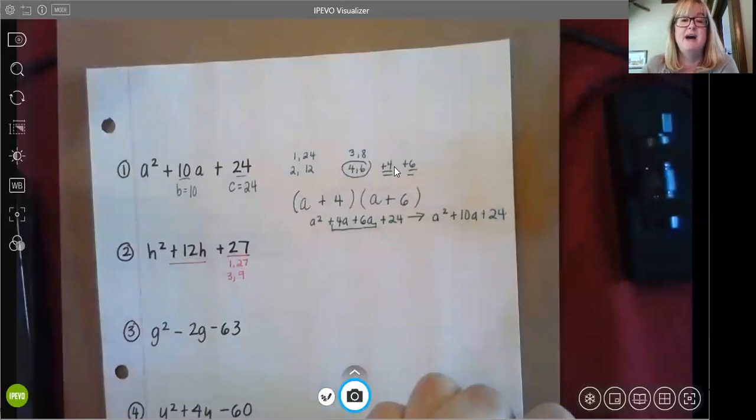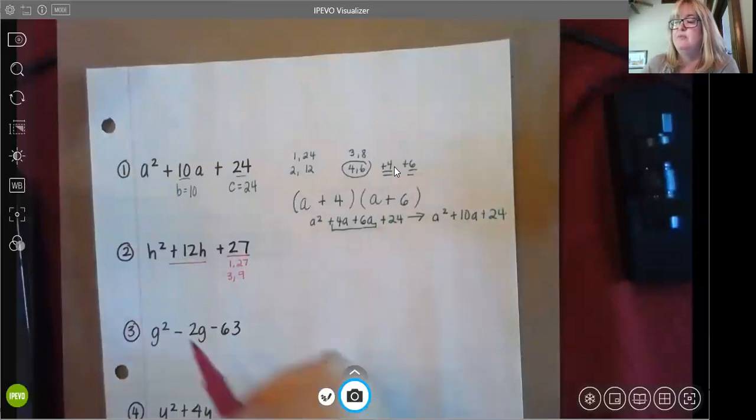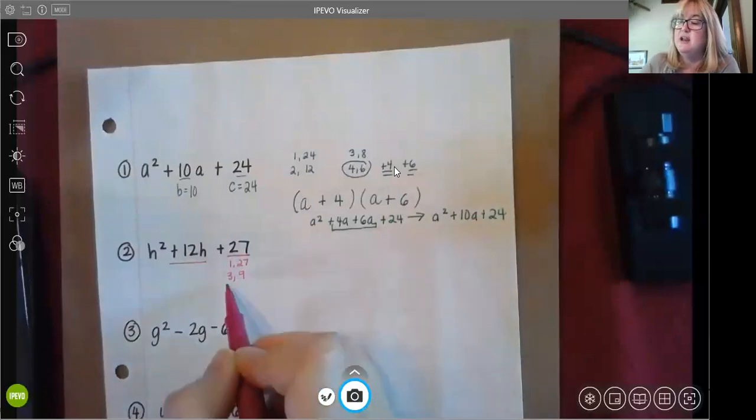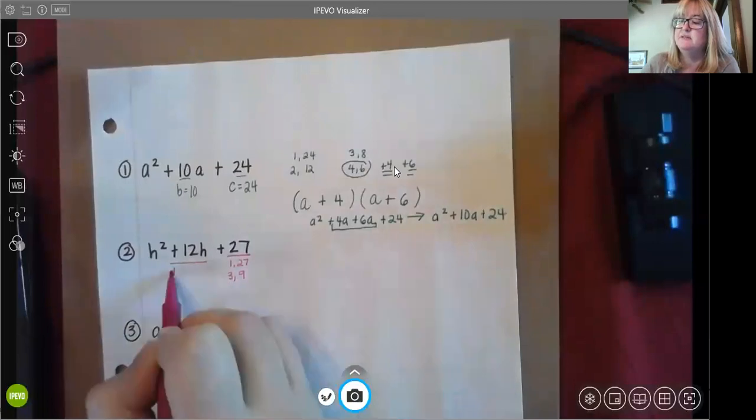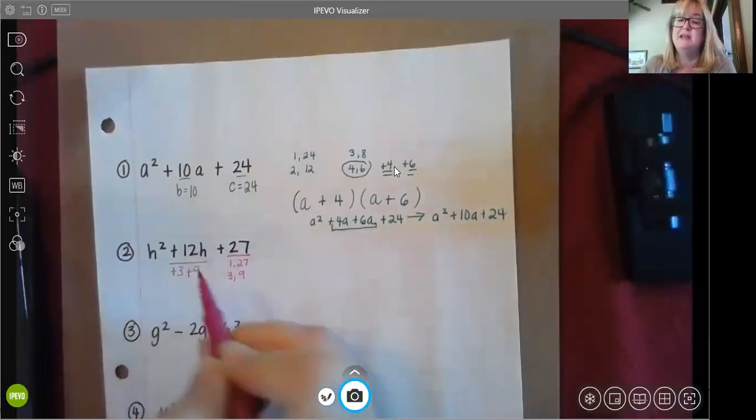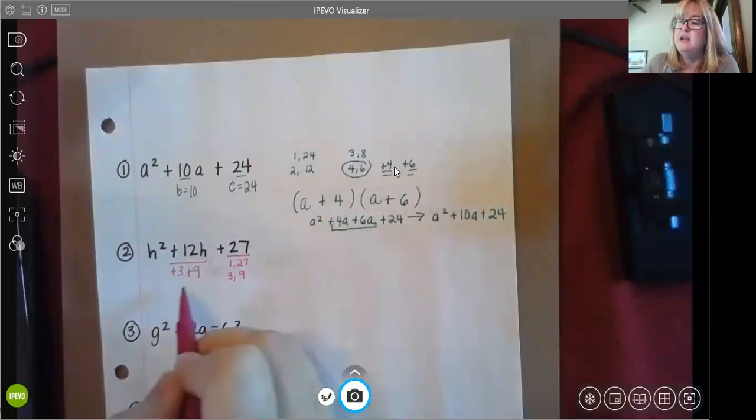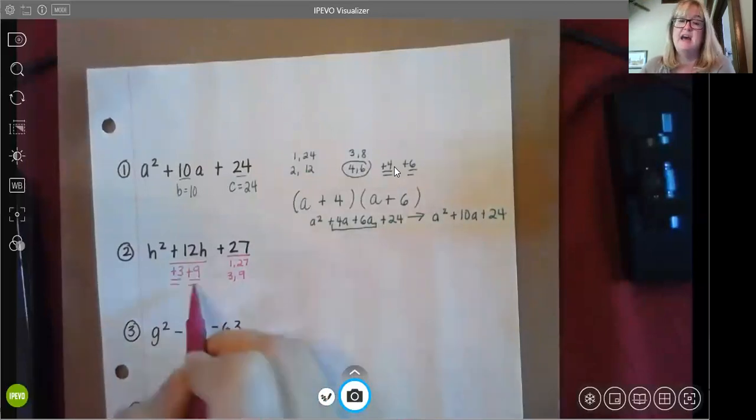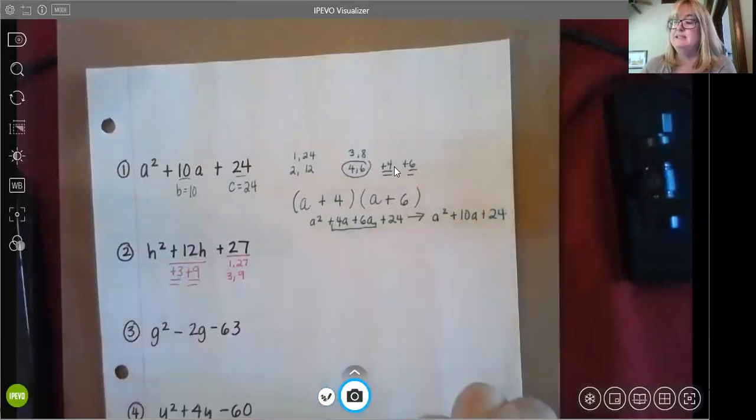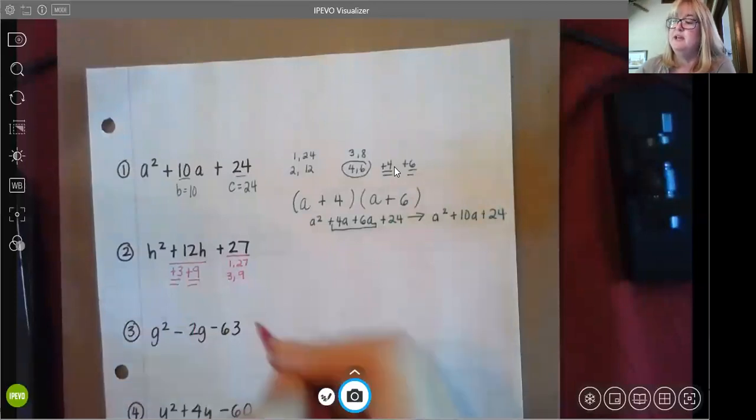So what can I combine to make 12? Well, the factors 3 and 9, and they're both positive. So plus 3 plus 9 would make the plus 12. So I know that my binomials need to have a plus 3 and a plus 9.